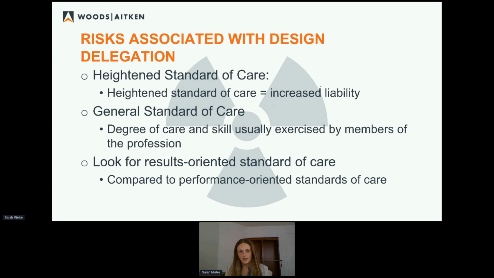The general standard of care, most common, is the degree of care and skill usually exercised by members of the profession. A heightened standard of care is typically going to be maybe performance-oriented. I'm sorry, that should say outcome-oriented, results-oriented, yeah. So look for results-oriented standard of care, something perfectly functioning or even just very high-functioning design, something that's free of defects. That's not realistic to expect of a design, build, construction project. That's not part of it.